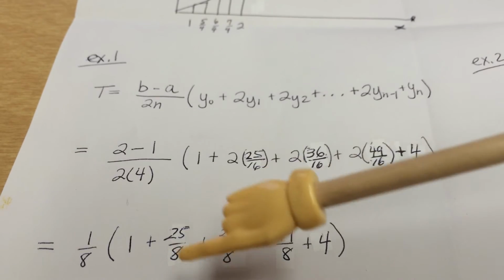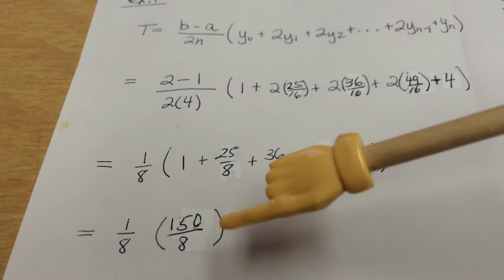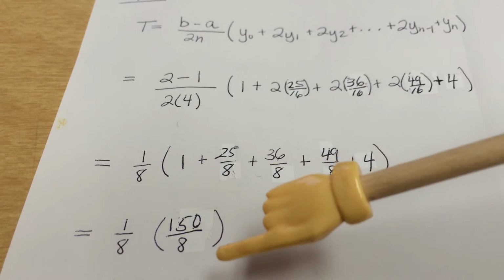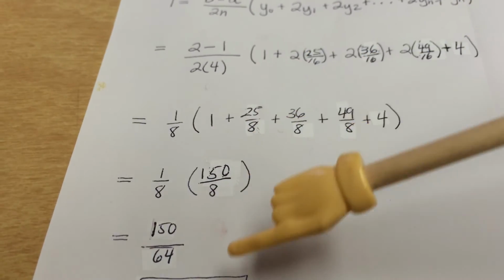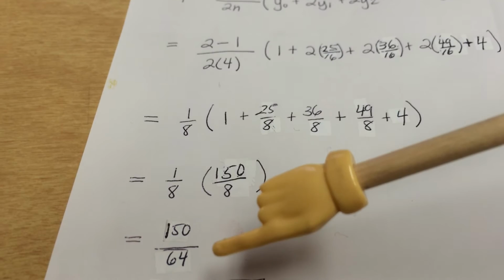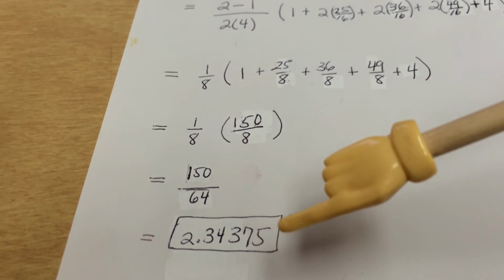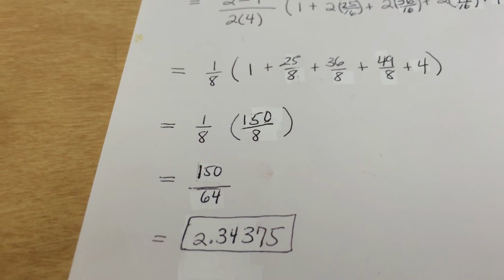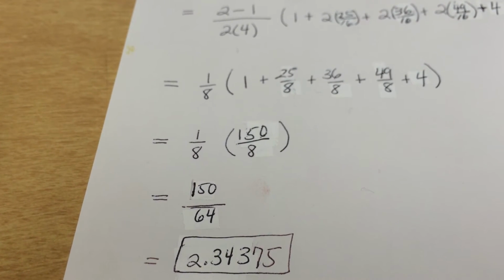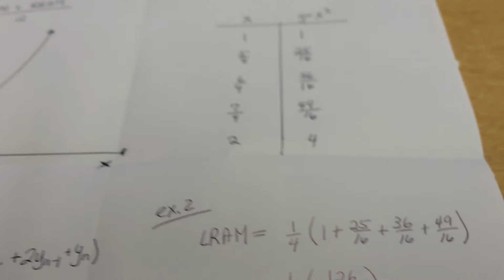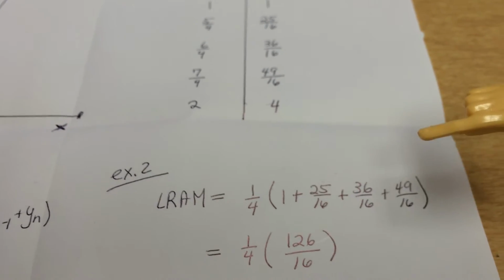So we could just simplify it further on this fraction right there, and that gave us 150 over 8, the common denominator. So then from here, I multiply those guys together. That gives us 150 over 64, and then I divide it out, and we got a decimal of 2.34375 right there. Okay? So that's one method, which was that trapezoid method. The other method we mentioned was the LRAM, RRAM divided by 2.